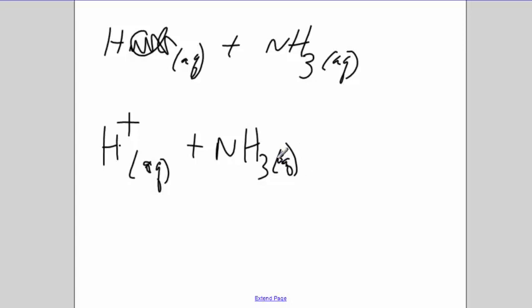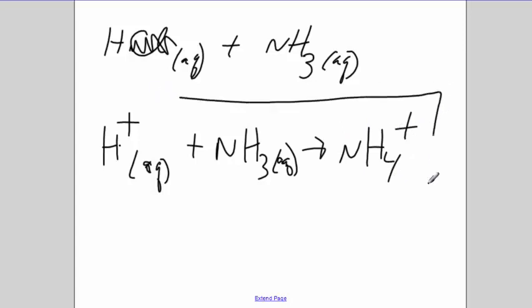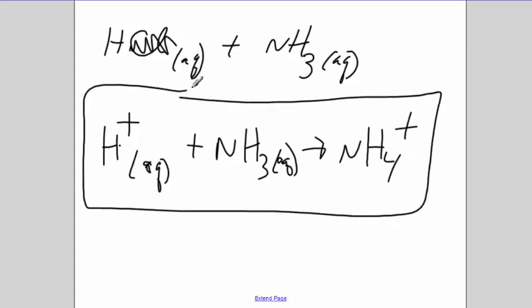So H plus NH3. Now what's a base? By definition, it's a proton acceptor. So it's going to accept the H plus and become NH4 plus. That's the pattern for the strong acid weak base equation. The strong acid is always going to be written as H plus. I write the weak base, and then whatever that weak base is, I'm going to add an H and give it a plus charge. Notice the charges are balanced in my net ionic equation.